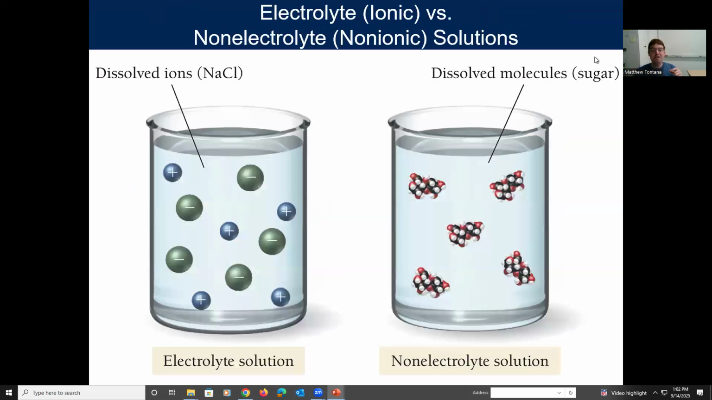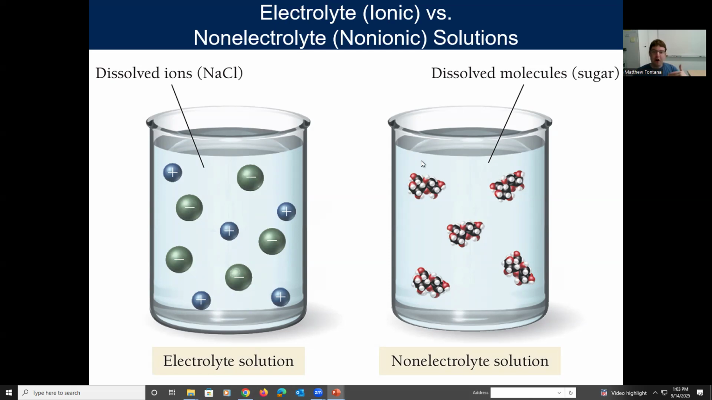But notice here we have not created any charges. All we've done is dissolve the molecule. Since there are no charges, we have a non-electrolyte solution. We have dissolved the sucrose, but we don't have individual charges produced in the solution, so this is not going to conduct electricity, and therefore it's called a non-electrolyte solution. In summary, if you have dissolved ions, it's going to be an electrolyte solution.